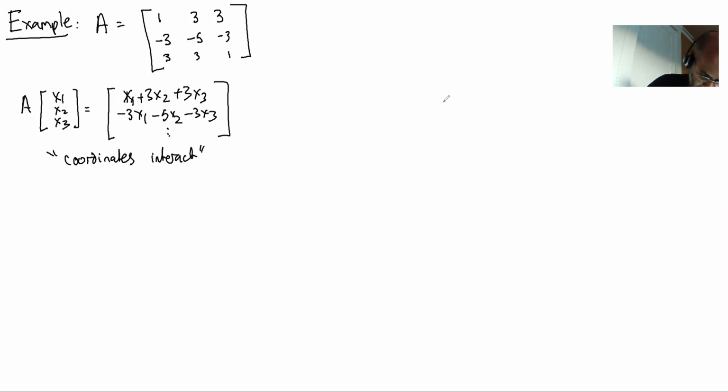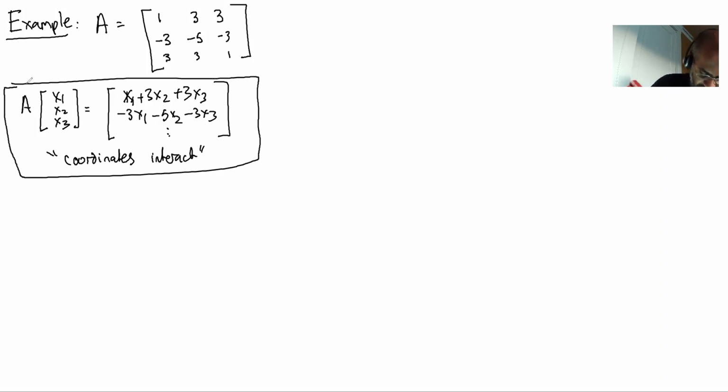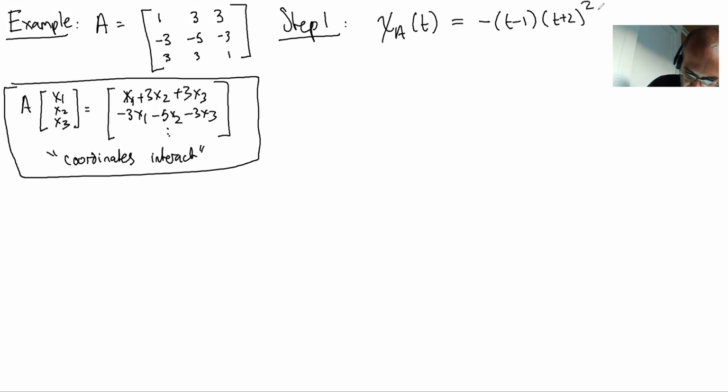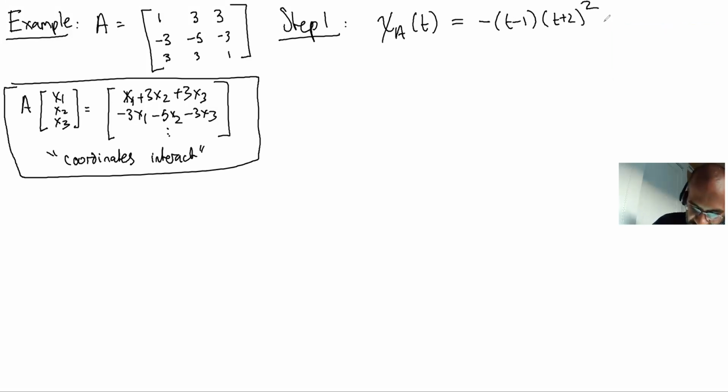Okay, so I'm going to find a diagonal matrix that's similar to this matrix. It's going to involve two steps. Step one is to compute eigenvalues and eigenvectors. We did that last time. The characteristic polynomial of this matrix, this is A, was this. And that tells us that you have eigenvalues equal to 1 and minus 2. And the algebraic multiplicities are 1 and 2, because that's the number of times each appears as a factor of the characteristic polynomial.